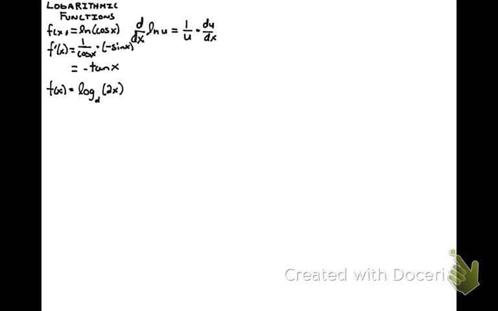In general, the derivative of the log of any base with any argument is always going to be equal to, just like natural log, 1 over the argument. But it's also times the natural log of the base in the denominator, and then that is being multiplied by the derivative of the argument.